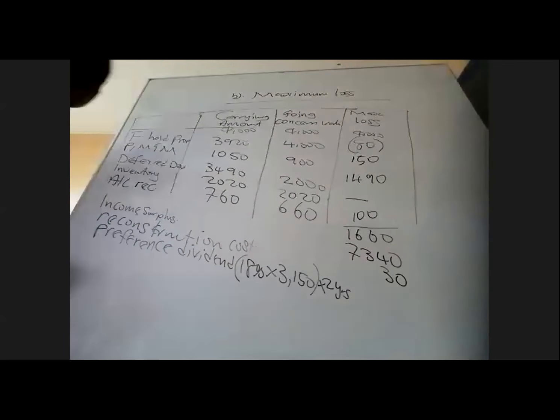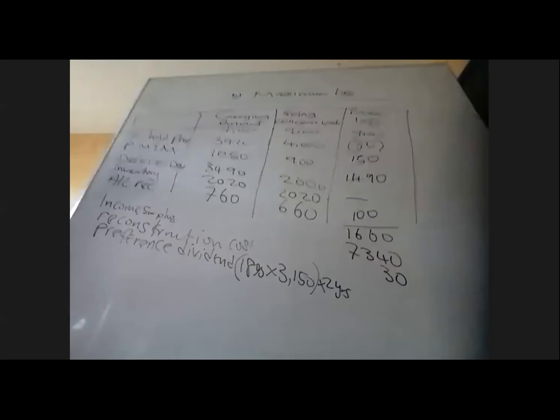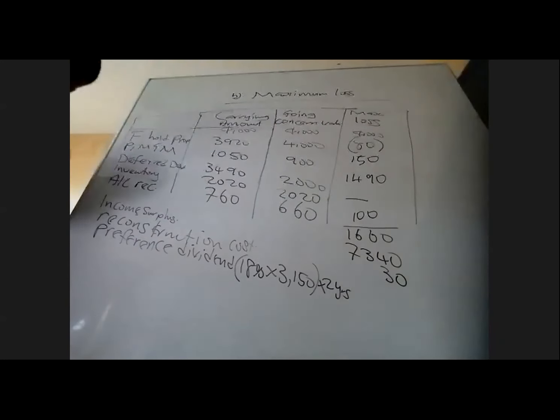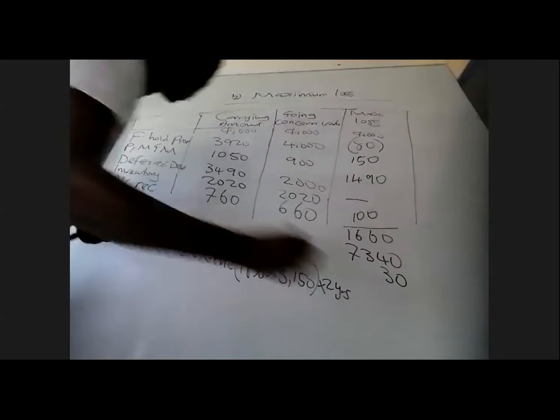Good. So times 2 years. And the answer will be, so 18%, 0.18 times 3,150 times 2 years. So that's 1134. So the answer is 1134.